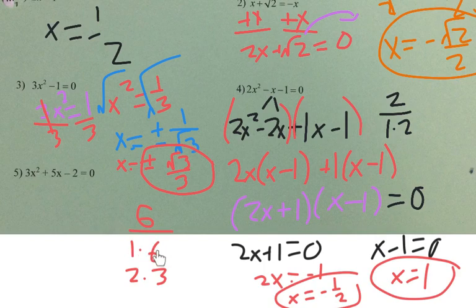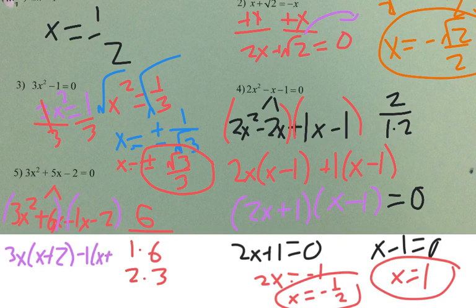It would be 6 minus 1. So I need to rewrite this as 6 minus 1. So this is 3x squared plus 6x minus 1x minus 2. And then we group. GCF is 3x. That leaves me with x plus 2. GCF is -1. Leaves me with x plus 2.